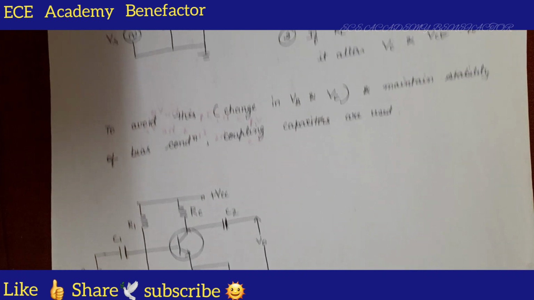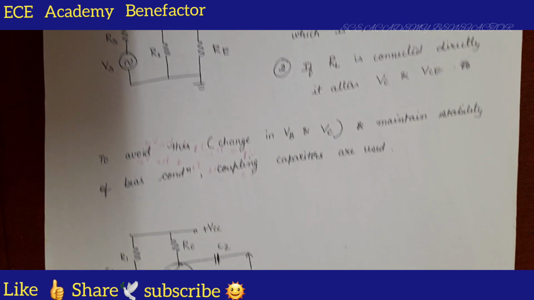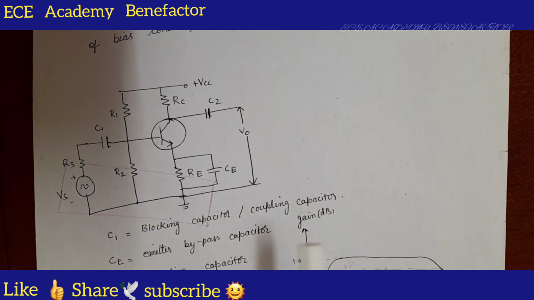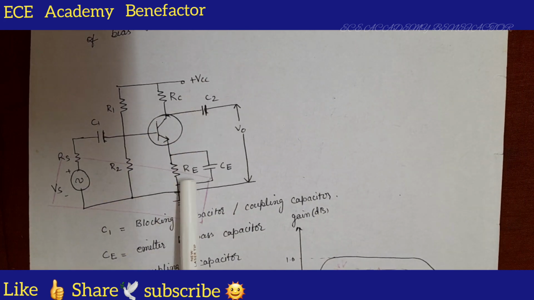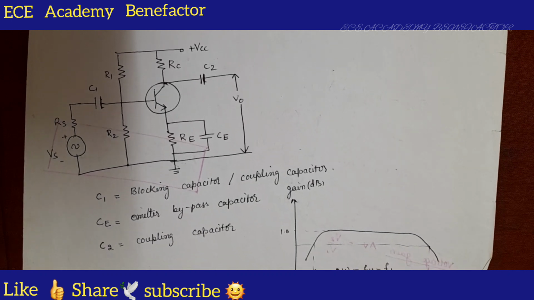So, I hope it is clear that when we use the transistor as an amplifier in this condition, there is instability. To maintain the stability of the transistor amplifier, we need to connect the coupling capacitors. This is the significance of the coupling capacitors.